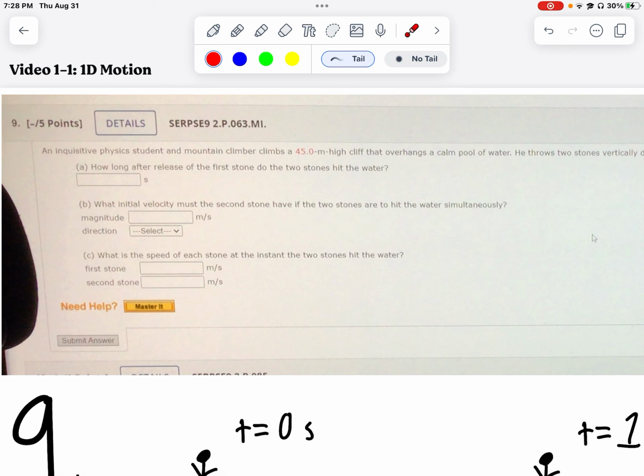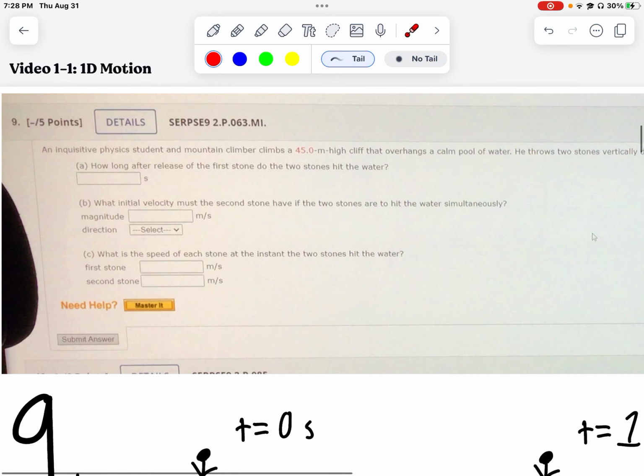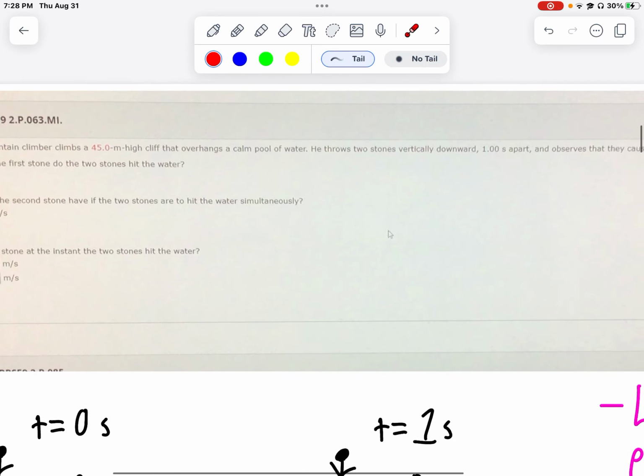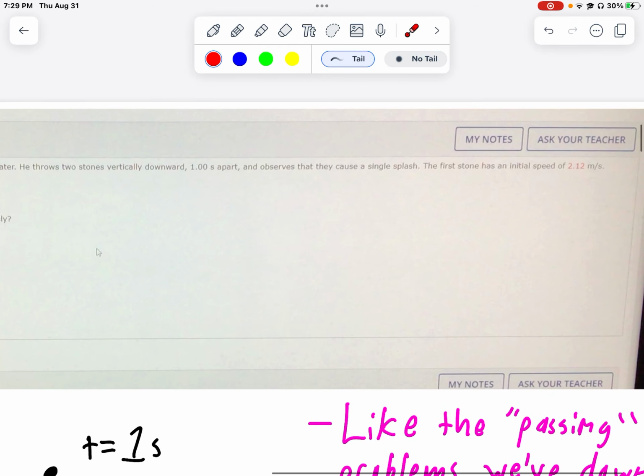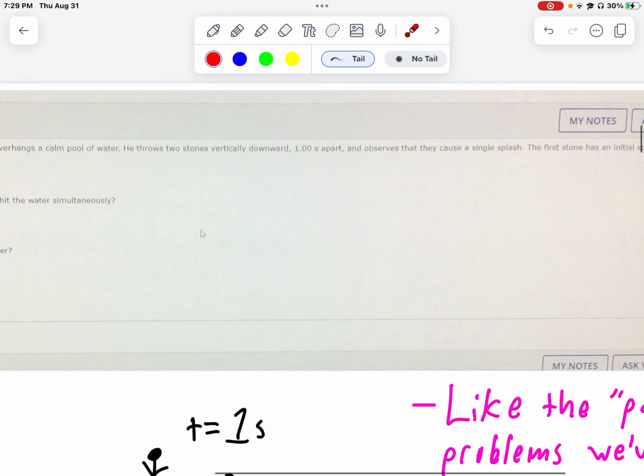An inquisitive physics student and mountain climber climbs a 45-meter high cliff that overhangs a calm pool of water. He throws two stones vertically downward, 1 second apart, and observes that they cause a single splash. Really want to highlight that. That's a very important part of the problem. The first stone has an initial speed of negative 2.12 meters per second.